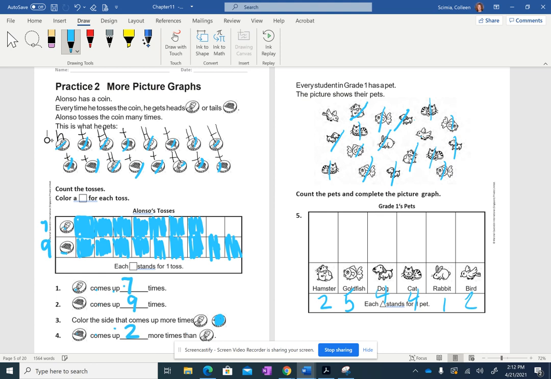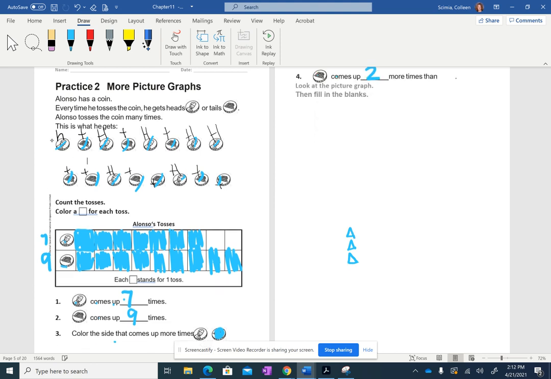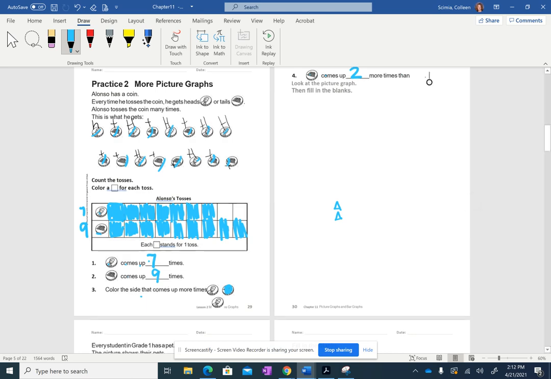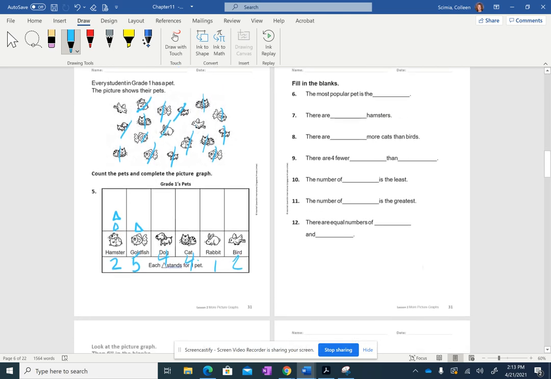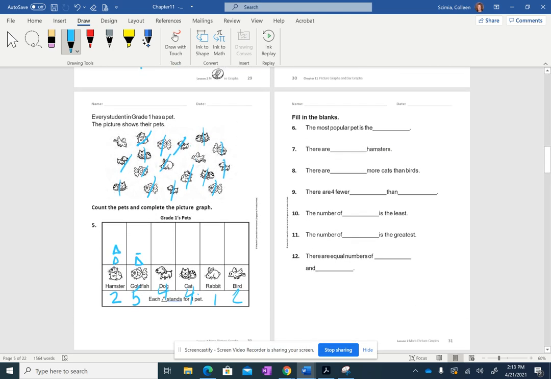Now, it says a triangle stands for each pet. So I'm going to have to make a triangle in each row to represent each pet. So how many hamsters? There were 2, so I'm going to go 1, 2. Goldfish, 5. 1, 2, 3. What happened there? What happened to my picture? Oh, okay, for some reason it got moved down here. 1, 2, 3, 4, 5.